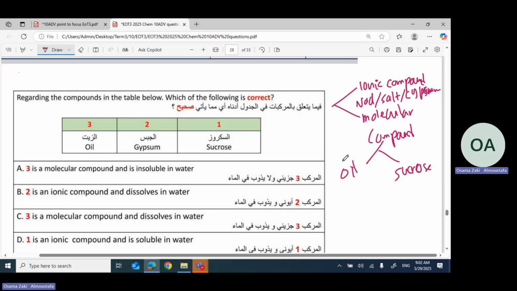Sucrose. Okay, so just try to remember them. Three is molecular; oil is molecular and insoluble in water, so this is correct. Two is ionic. Does it dissolve in water? No, gypsum doesn't dissolve in water because of the strong attraction between the ions of the gypsum. So this is not correct.